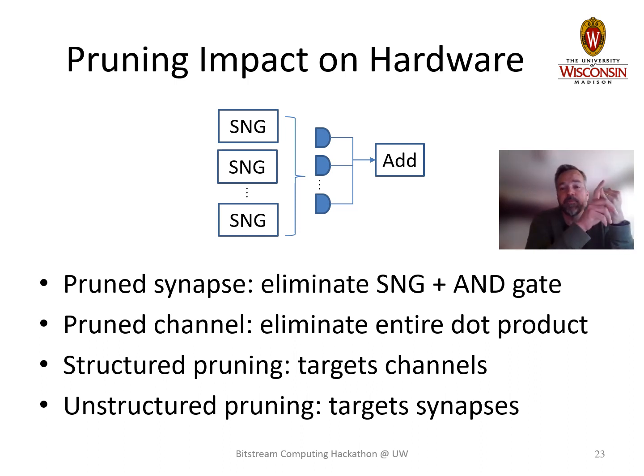Now, the two types of pruning that we'll be looking at in this hackathon are unstructured pruning, where you just kind of target synapses, and structured pruning, where you only target channels. And you'll have to play around with those two modes, and see what kind of results you get, and decide what strategy you ultimately want to pursue.